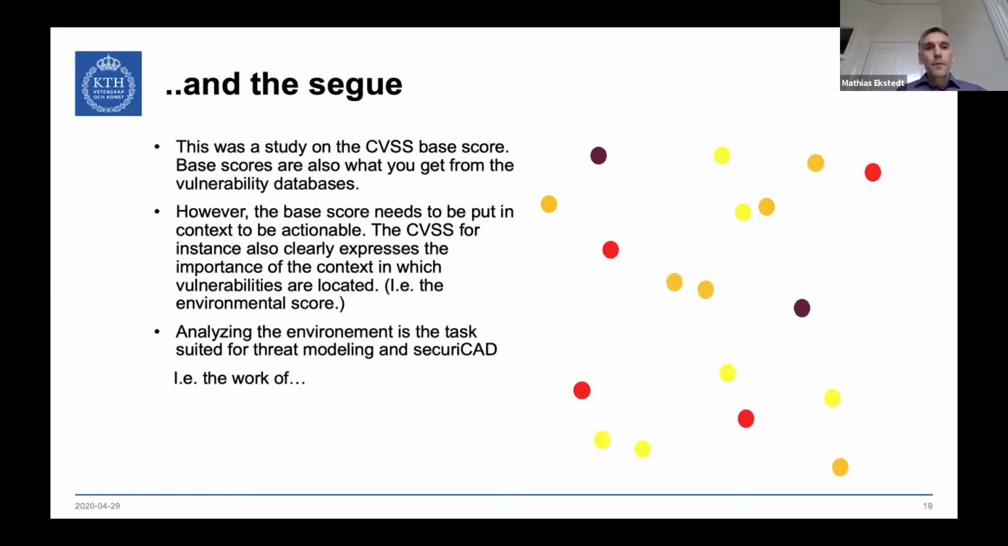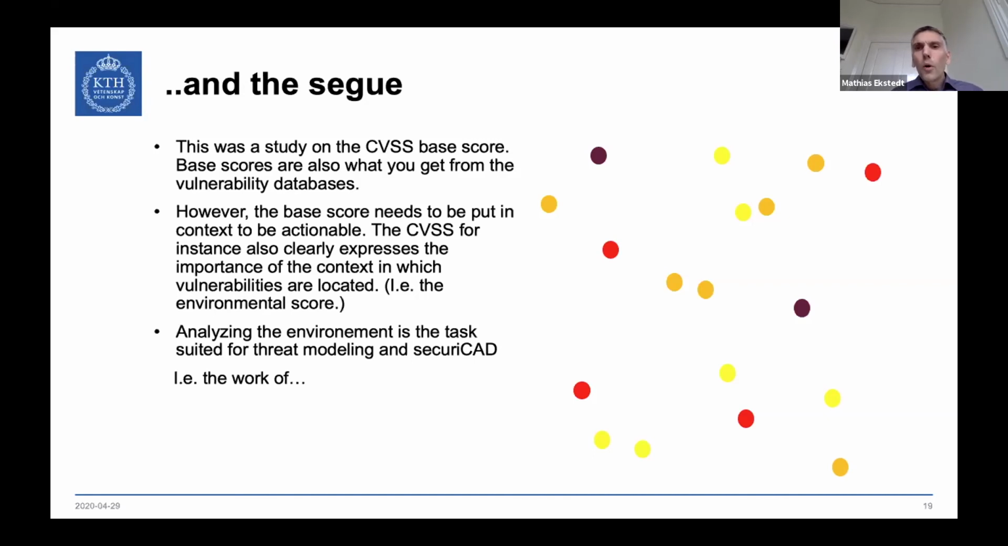And to say something about how this relates to threat modeling and SecuriCAD, which you will hear more about. So this was all about base scores, and base scores try to say something about the inherent property of the vulnerability per se. Of course, as CVSS also says, this is not all. In particular, the environmental score and the context in which the vulnerabilities exist is of key importance. And this is also what SecuriCAD is working with, and what you will hear more about.